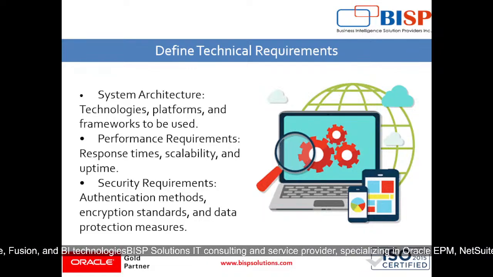Defining technical requirements. Technical requirements describe how the system will achieve the functional requirements and include system architecture, which means technologies, platforms and frameworks to be used. Performance requirements, which means response times, scalability and uptime. Security requirements, which means authentication methods, encryption methods, standards and data protection measures. Integration requirements, which are the interfaces with other systems such as ERP, CRM or payment gateways.